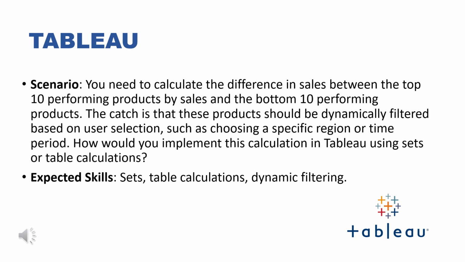The scenario is you need to calculate the difference in sales between the top 10 performing products by sales and the bottom 10 performing products. The catch is that these products should be dynamically filtered based on user selection, such as choosing a specific region or time period. How would you implement this calculation in Tableau, using sets or table calculations? Expected skills are sets, table calculations, and dynamic filtering. These three skills you need to use to perform the above scenario.